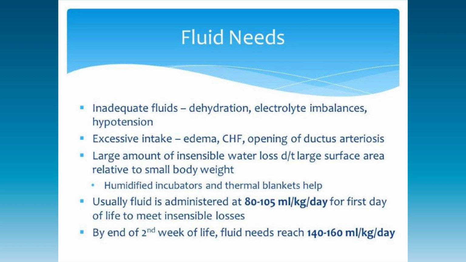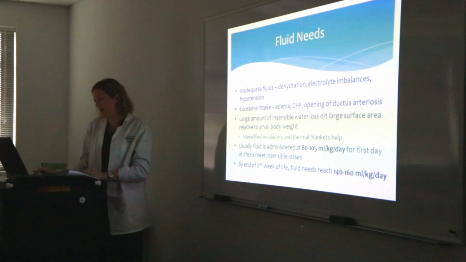So usually we start fluid at 80 to 105 milliliters per kilogram per day for the first day of life. That helps to meet those insensible fluid losses. By the end of the second week of life, we're going to bump that up to 140 to 160 milliliters per kilogram per day. Okay, so they're going to have even higher fluid needs than a full-term infant. Maybe less if they have CHF or renal issues, or they have that PDA. So there are situations where they may actually need a fluid restriction.